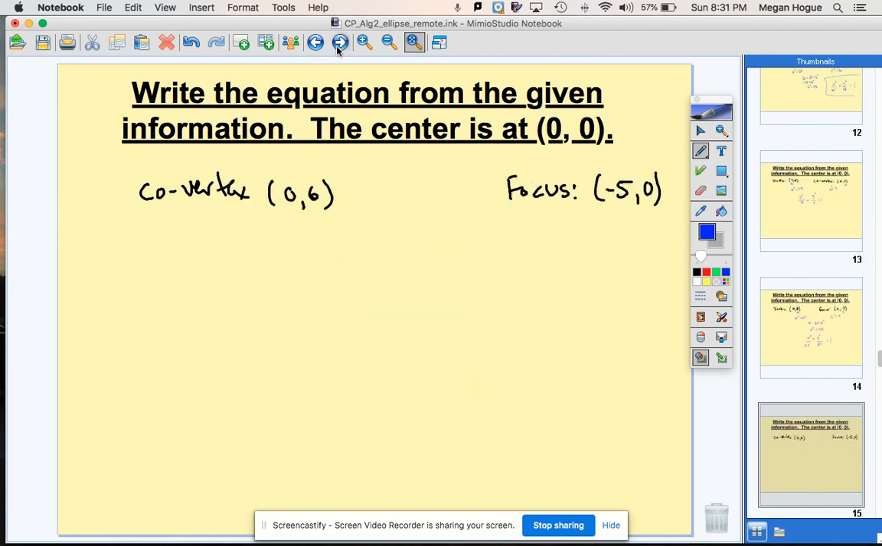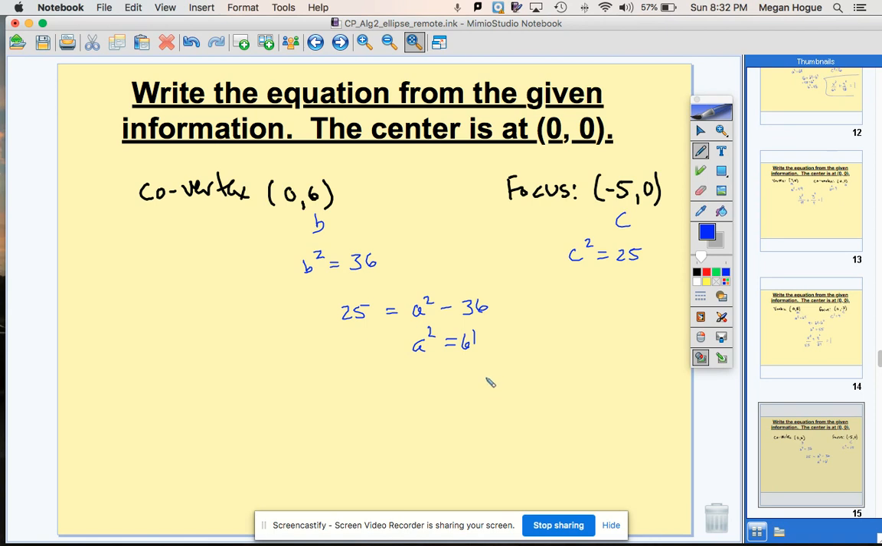All right, so this is the only one we haven't tried, covertex and focus. Covertex is B, focus is C. So we know B squared is 36, C squared is 25. So we're going to say 25 equals A squared minus 36. So we're going to add 36 this time. So we're going to get 61. We always want our A squared to be bigger, so that makes sense.